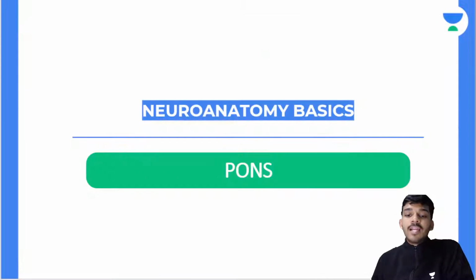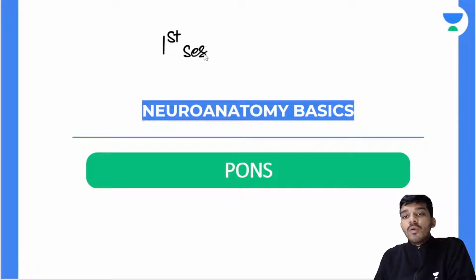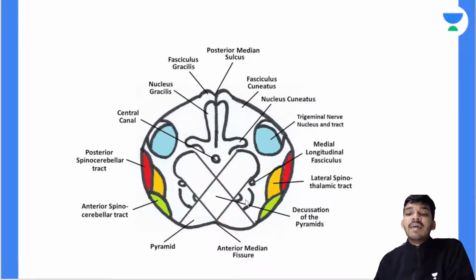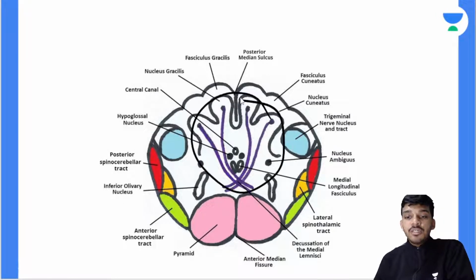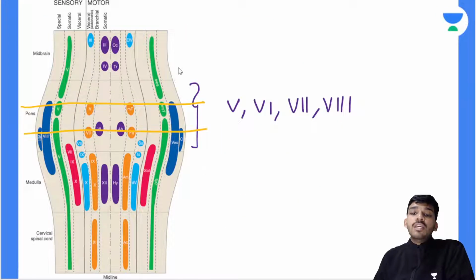So let's begin with neuroanatomy basics. The topic for today is Pons. Okay, so remember in the first session we talked about the section at the lower part of the pons. So let me just go through everything once again. These were the sections of the medulla that we have discussed. This was the section at the level of medullary decussation. This was the section at the level of sensory decussation, right? And then after that you have a section at the level of the olive, at the level of the inferior olivary complex. Now these were the various cranial nerve nuclei.